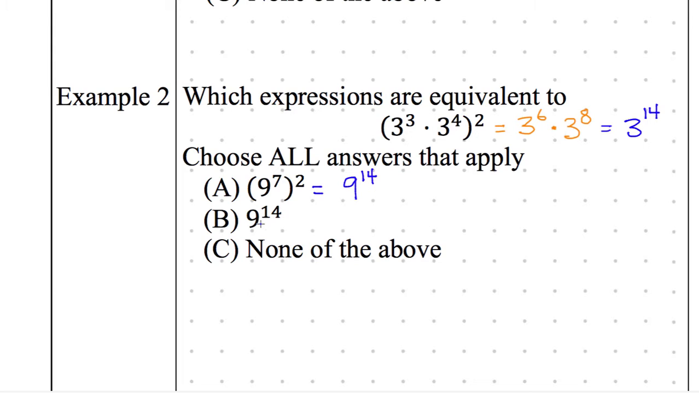Okay, and this one is 9 to the 14. So I guess A and B are really the same thing. And are either of these 3 to the 14? Not really. Yeah, it was close, but not really. So not A, not B. Therefore, it is none of the above.